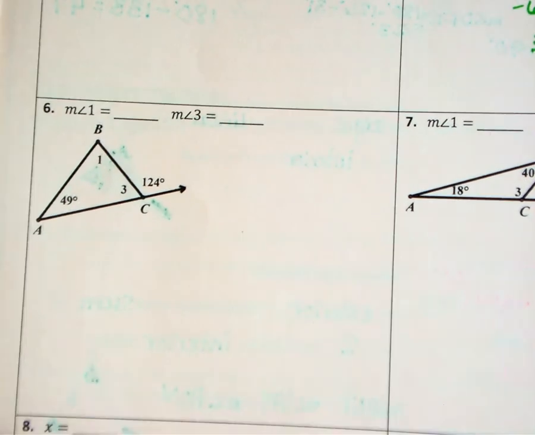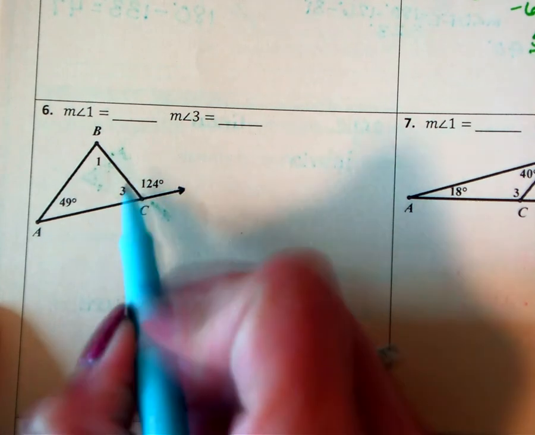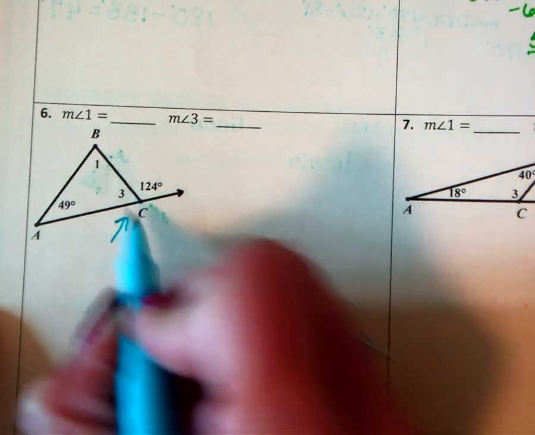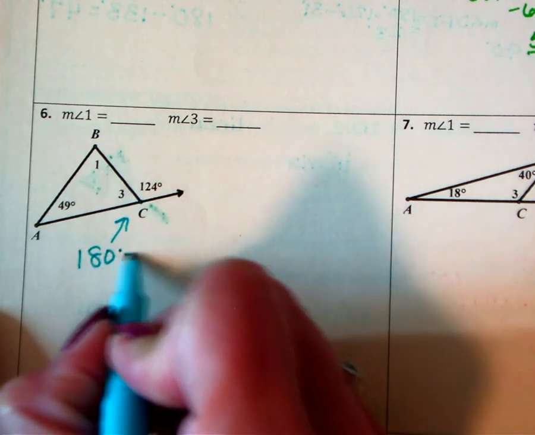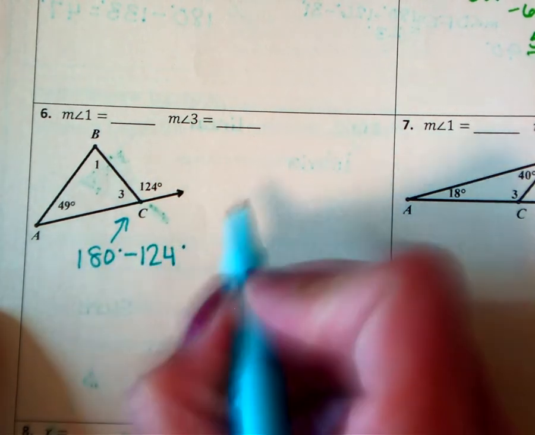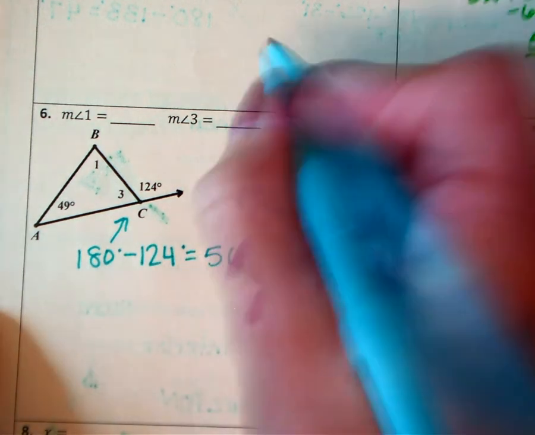Okay, example 6. We want to find angles 1 and 3, and to start with, what can we fill in there that we really already know from previous knowledge? And that's that we have a linear pair here. So to find C, or angle 3, we can take 180 degrees minus 124 degrees and get 56 degrees.